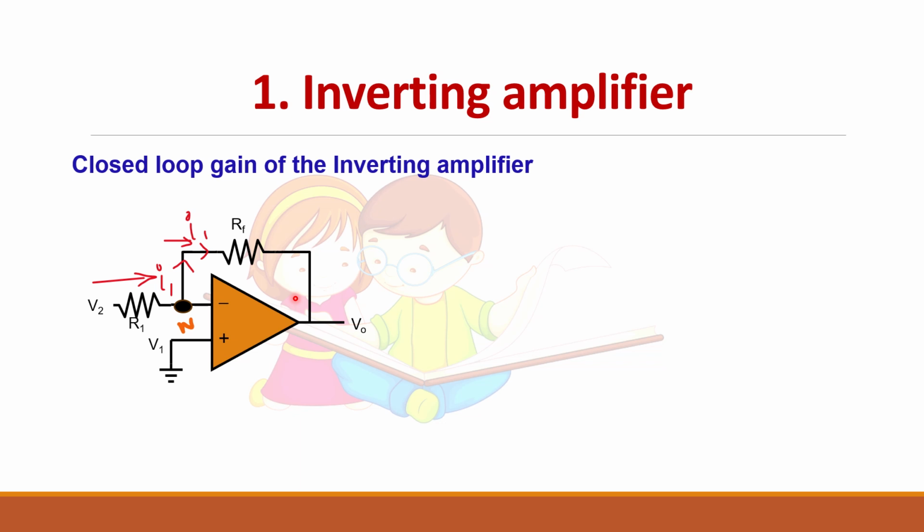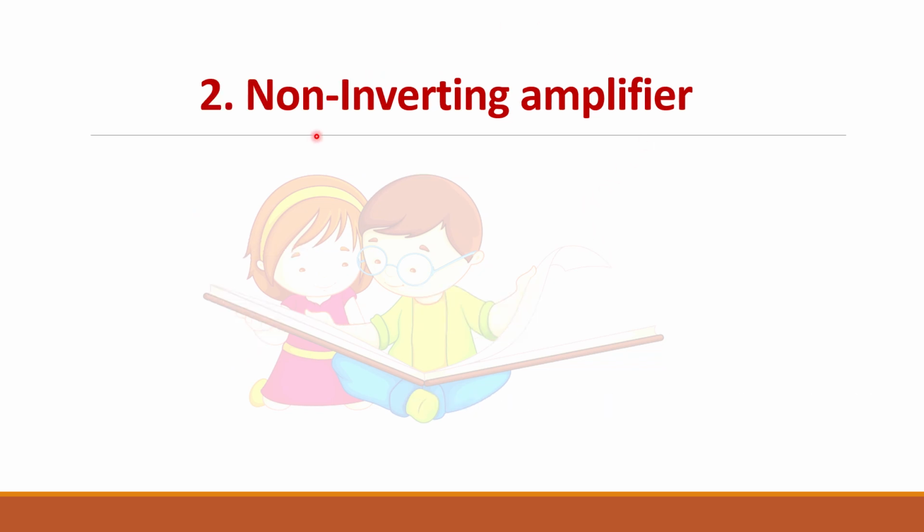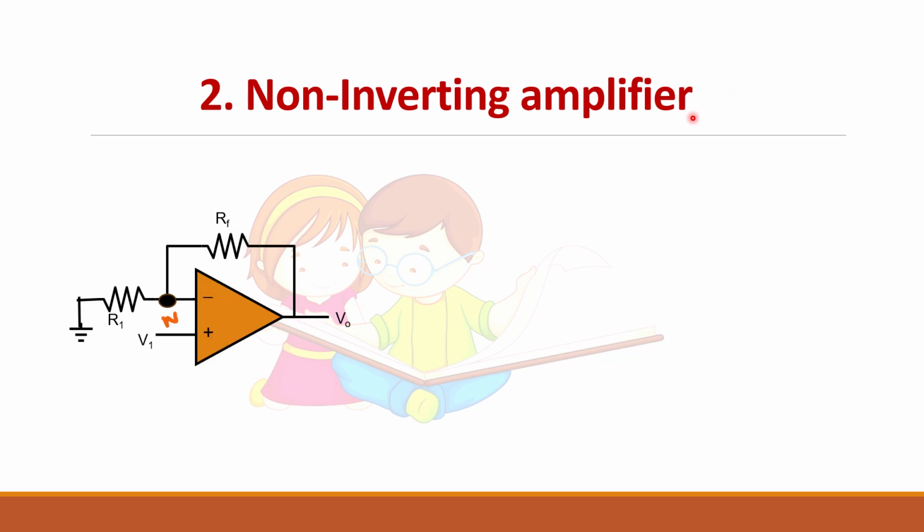In the previous video, we saw the inverting amplifier and its voltage gain derivation, where we get the voltage gain as minus Rf by R1, where Rf is the feedback resistor and R1 is the input resistor. The output voltage will always be out of phase with the input in the case of the inverting amplifier. If you want to know about the derivation, you can refer to the previous video. In this video, we will see the non-inverting amplifier.